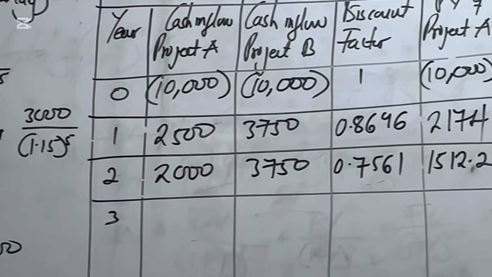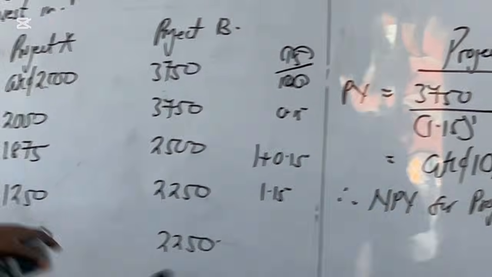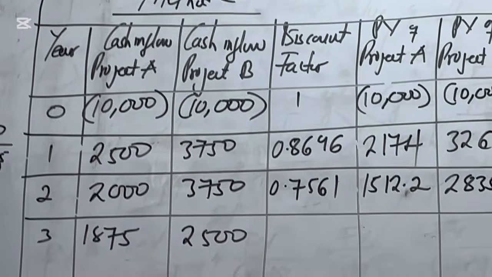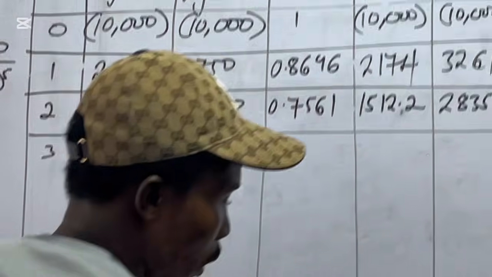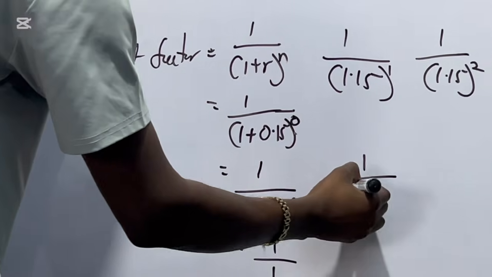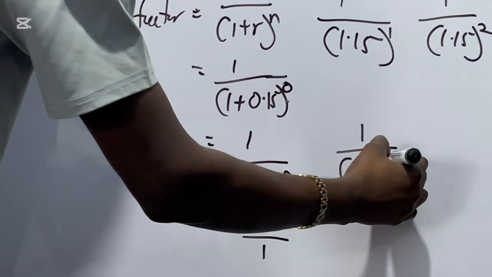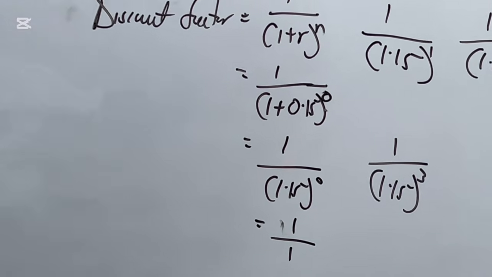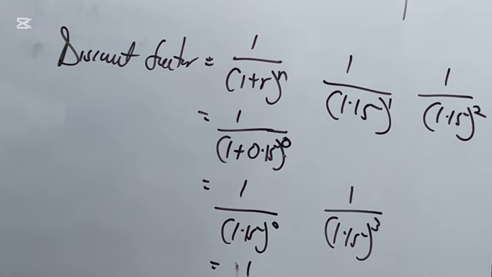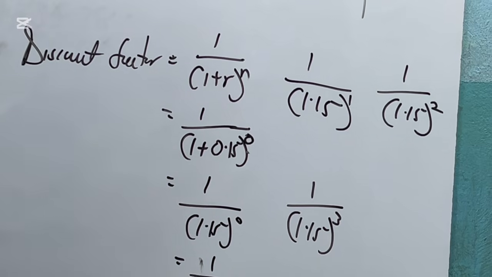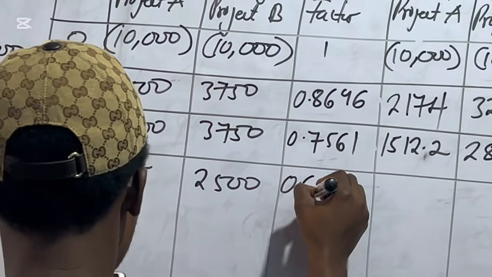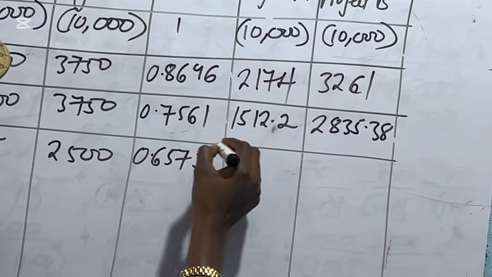Then year 3. Under year 3, we have 1875. And then we have 2,500. So what is our discount factor for year 3? You see that our discount factor for year 3 is going to be 1 over 1.15, which is the power what? 3. So bracket, we have our fraction 1.15 bracket close raised to the power 3. And that will give us 0.6575.